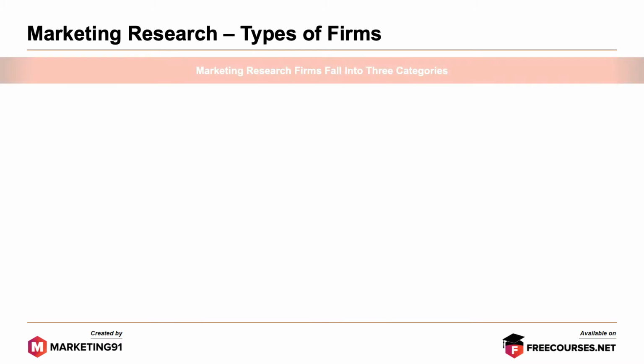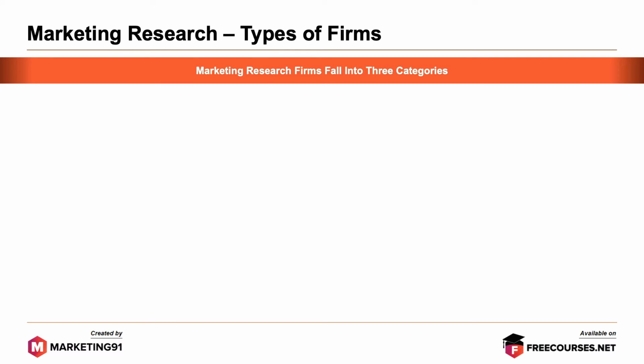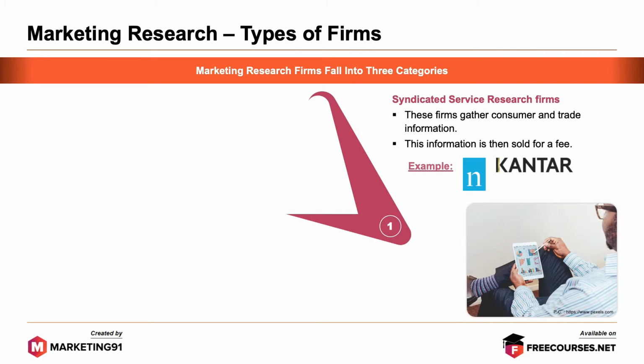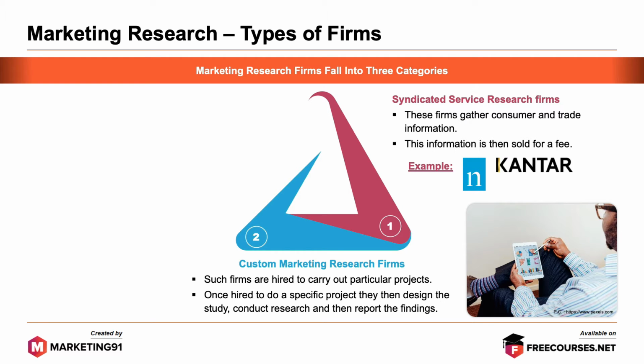So now let's look at the types of marketing research firms. There are three categories. The first, syndicated service research firms. These firms gather consumer and trade information, and this information is then sold for a fee. Examples, Nielsen and KANTAR. Next, custom marketing research firms. Such firms are hired to carry out particular projects. Once hired to do a specific project, they then design the study, conduct research, and then report the findings.